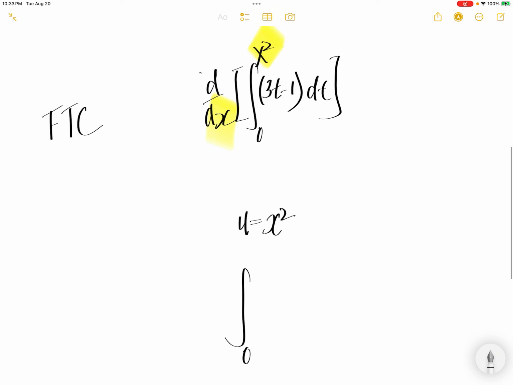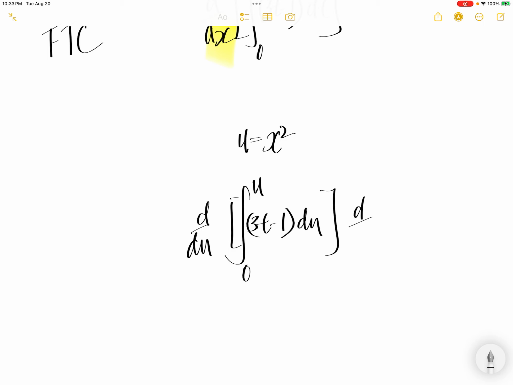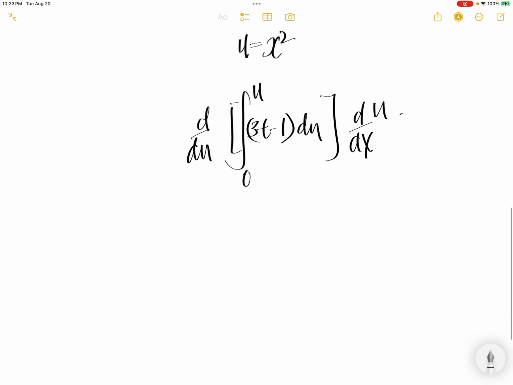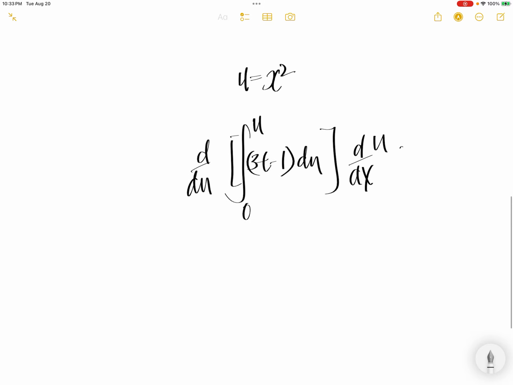So now you have the integral from 0 to u of 3t minus 1 with respect to t. Then you have d with respect to u of that. And we need to apply the chain rule. You need to take du with respect to x.